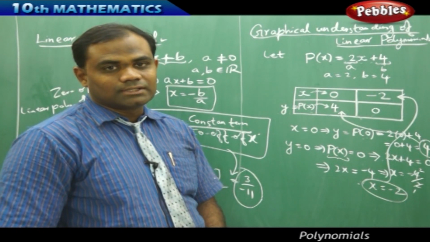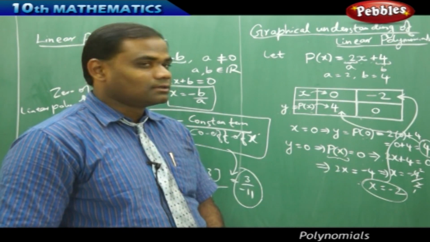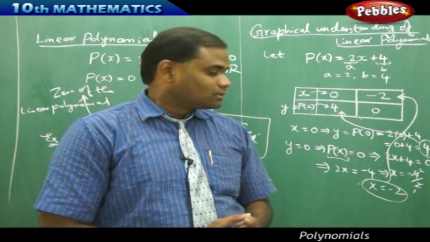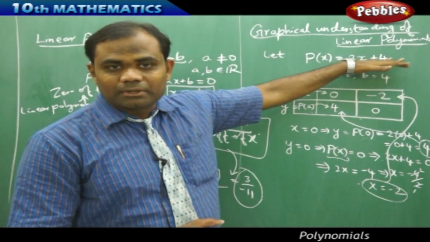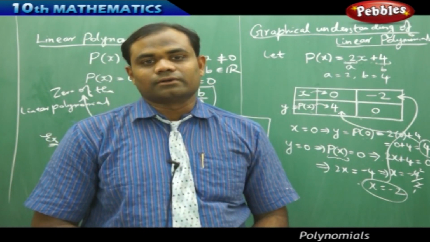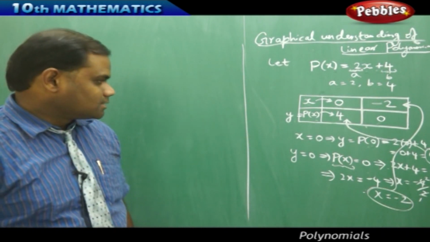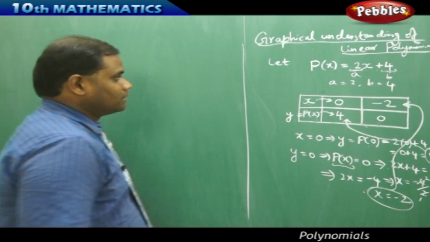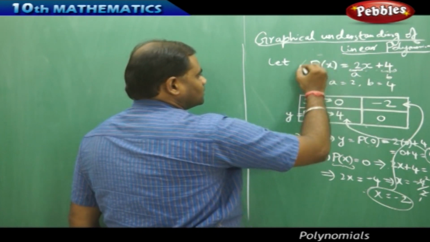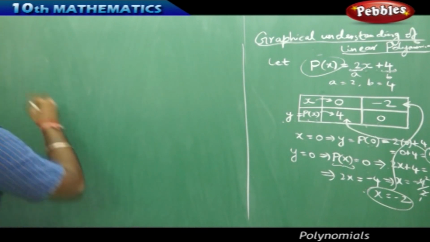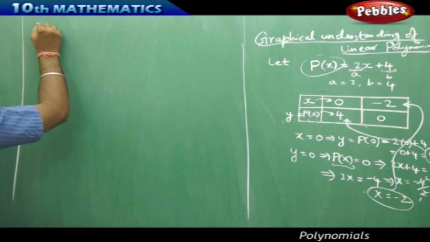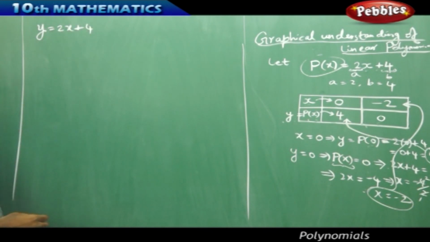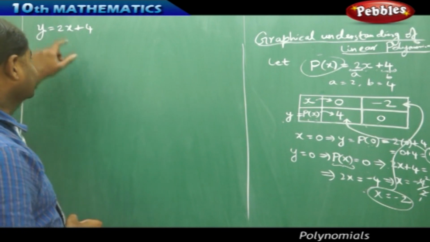Now I want to convert this into the real xy coordinate system, and the topic itself is about the graphical understanding of linear polynomial. So let's see how this polynomial can be understood on the graphical concept. Now, continuing with this, I would like to convert this table into a set of points, because when I have p of x equal to 2x plus 4, p of x being equal to y yields y equals 2x plus 4, which is the linear polynomial we are considering here.